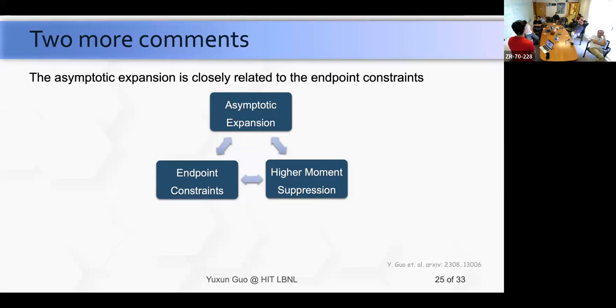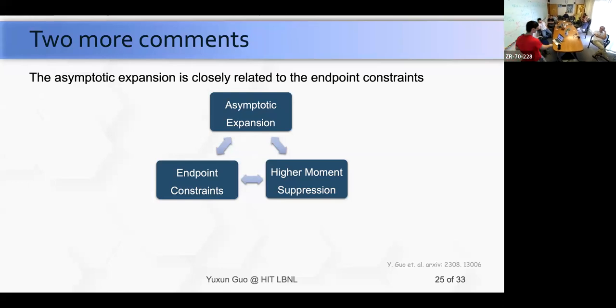You can make this analogy with the PDF. If you want to make sure that the PDF vanishes at x equals 1, the higher moments of the PDF must vanish at a certain speed so that it doesn't create a non-zero value at x equals 1. And there is a very similar requirement from the endpoint constraint of the GPD, which also vanishes at x equals 1, and the higher moments of all this have to be suppressed. But that's the argument for large GA.